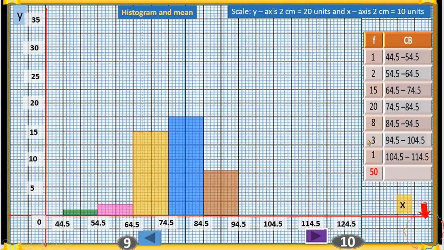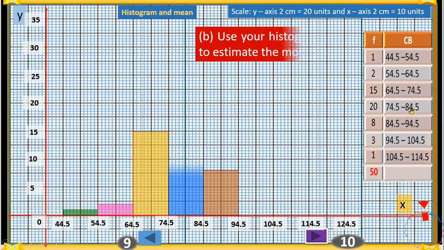The next one will be 3. The height of the histogram, or the height of the rectangle, will be 3. So we have 3. Then the next one, 3, and then 1. Then we have the histogram.